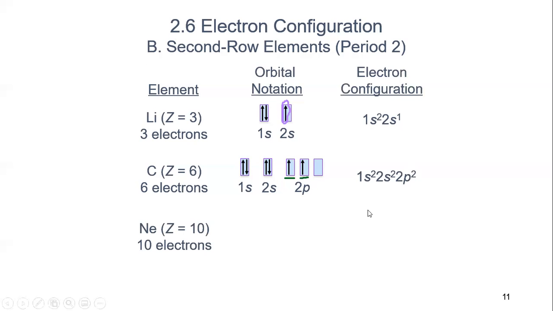And then lastly, we look at neon. Neon has 10 electrons. So again, we get the number of electrons from the atomic number on the periodic table.